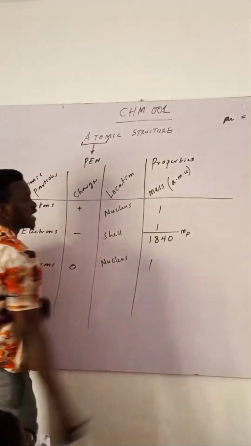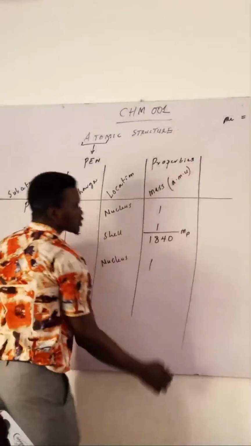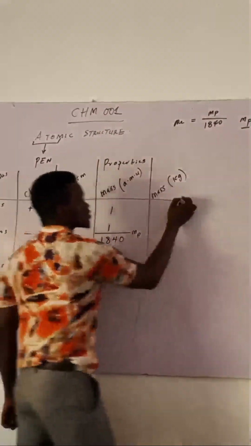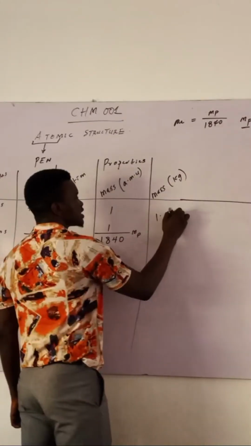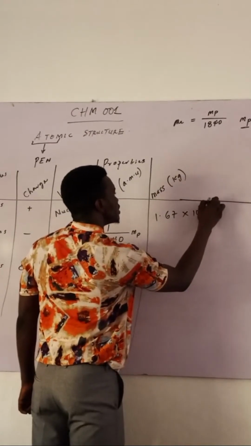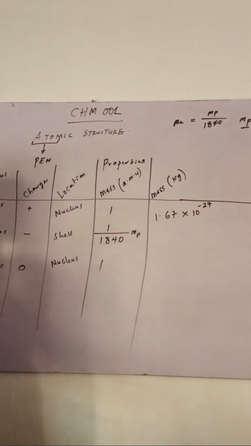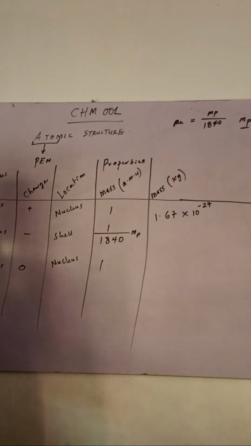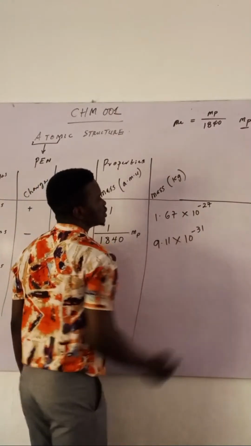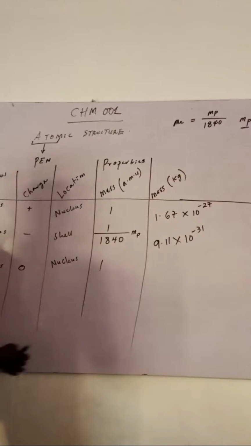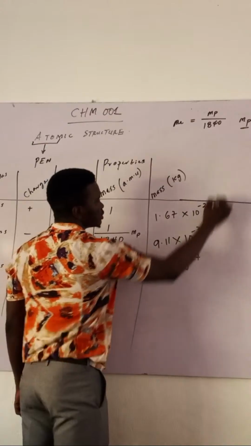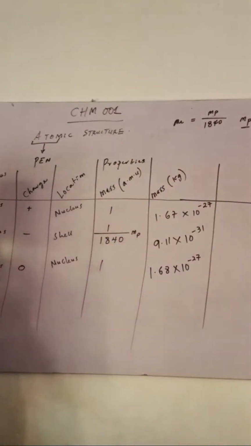The mass of neutron too in atomic mass units is 1. Then they can also represent their masses in kilograms. The mass of proton in kilograms is 1.67 times 10 raised to minus 27 kilograms. For electron, it is 9.11 times 10 raised to minus 31 kilograms. While for neutron, it is 1.68 times 10 raised to minus 27 kilograms. So those are the masses.